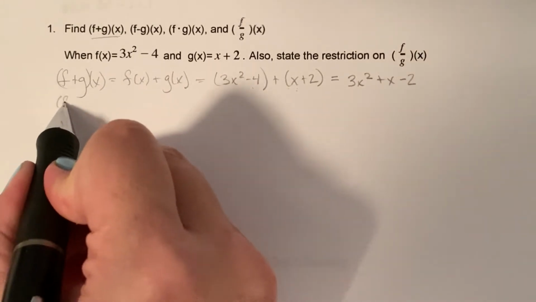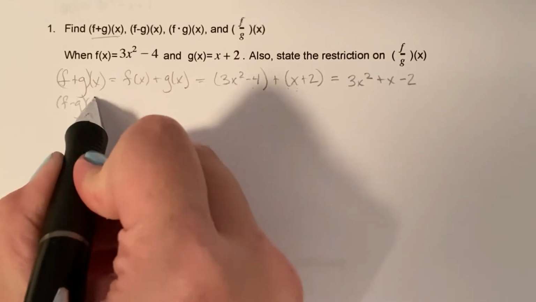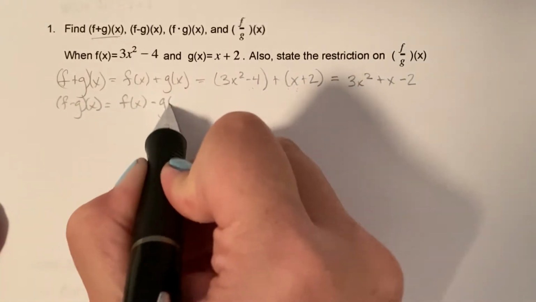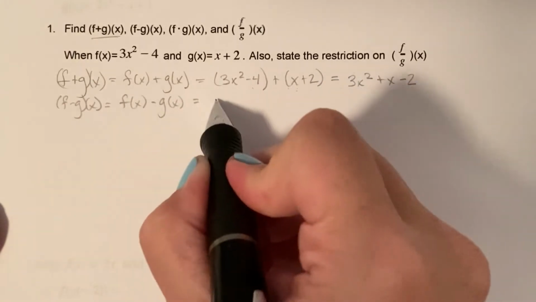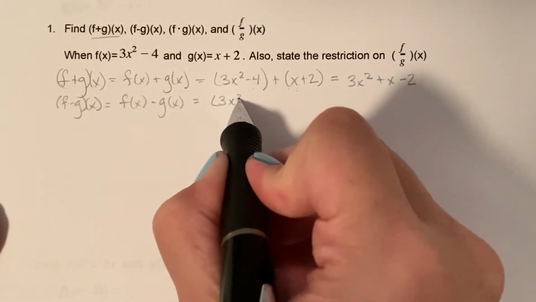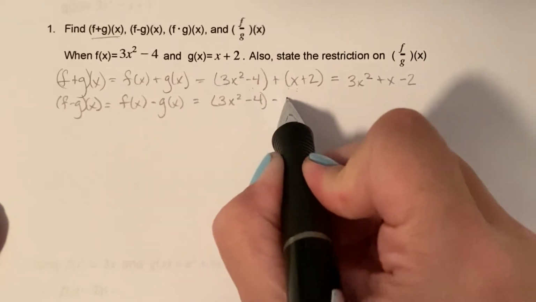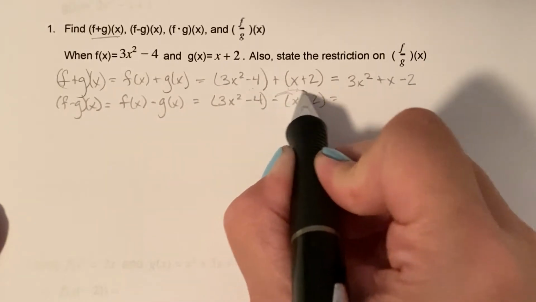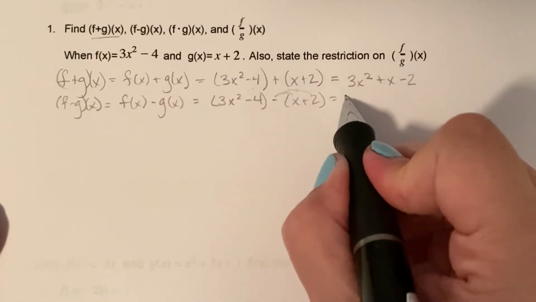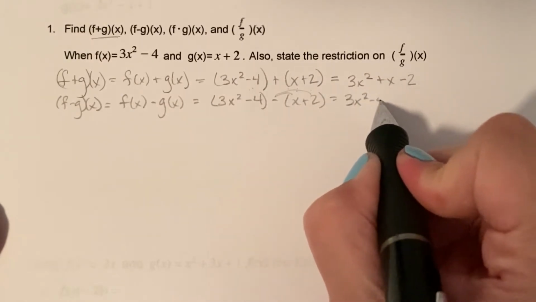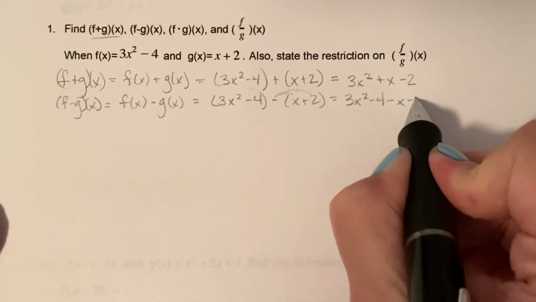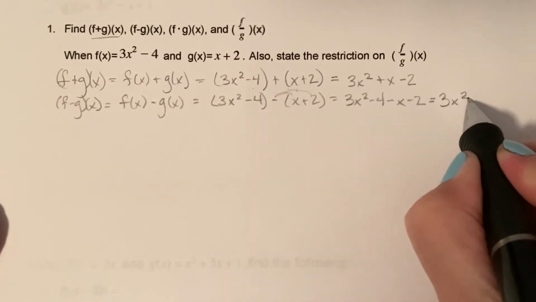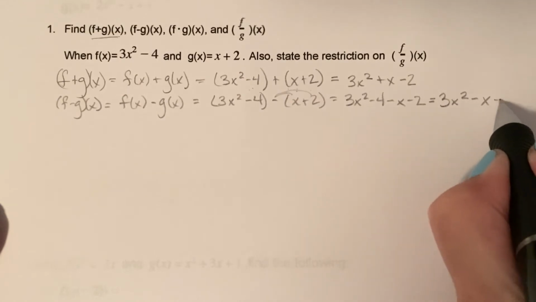Okay, now for f minus g, which again is just f of x minus g of x. Okay, so this is where it'll be a little different. We have to distribute that negative through. So we get 3x squared minus 4 minus x minus 2. So that result is minus x minus 6.